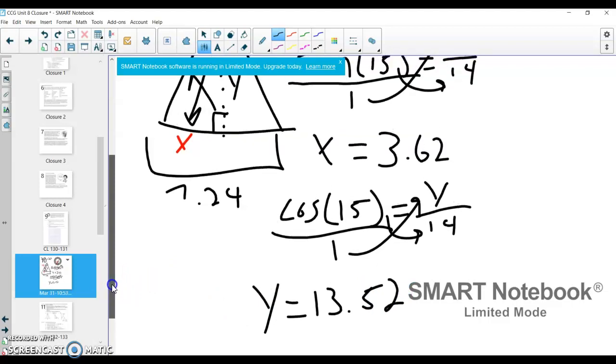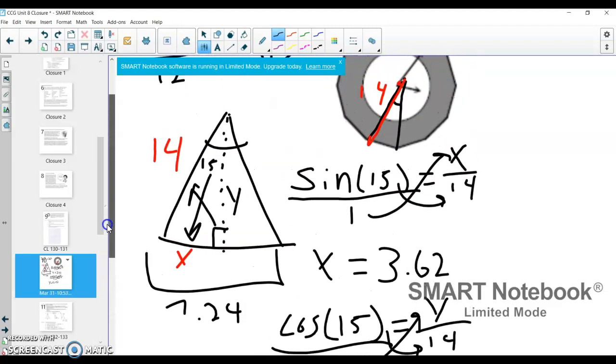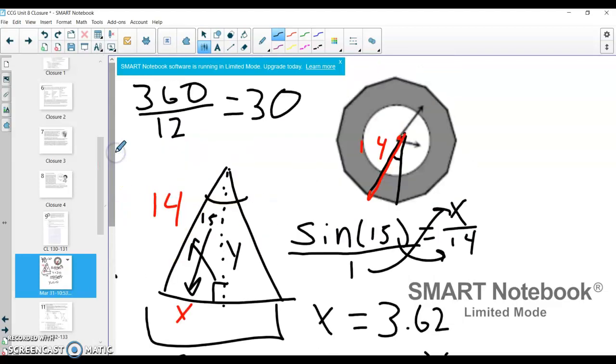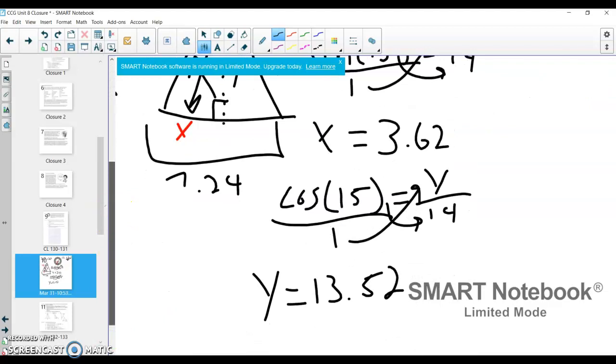All right, and so I now have a base of 7.24. I have a height of 13.52. I have everything I need to find the area of that one triangle. And like I said in the problem, this is a dodecagon, 12-sided. And so if I find the area of one triangle, I just need to multiply it by 12. So let's find the area of just the one.